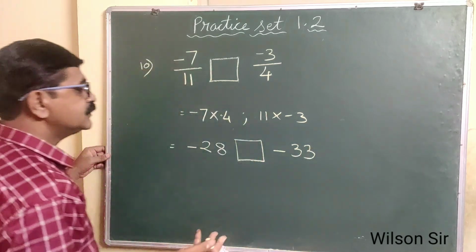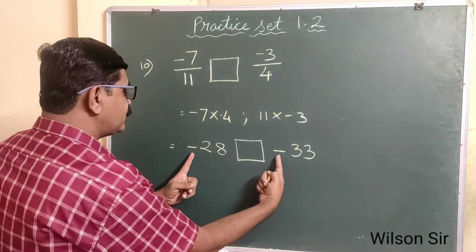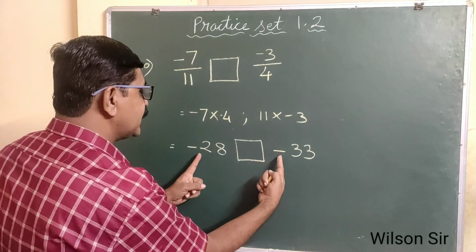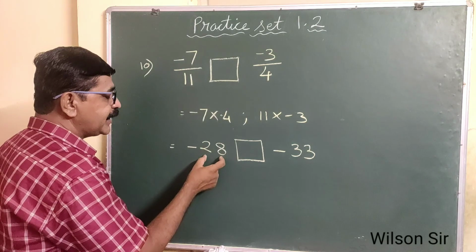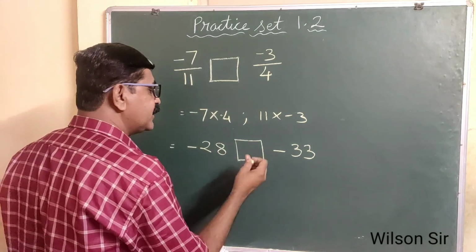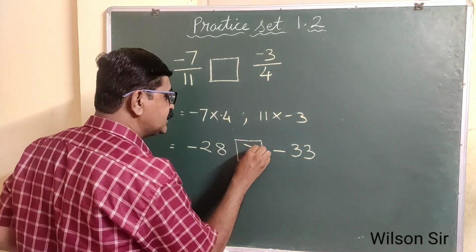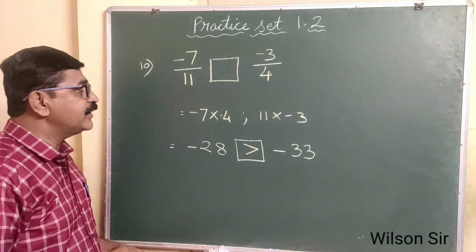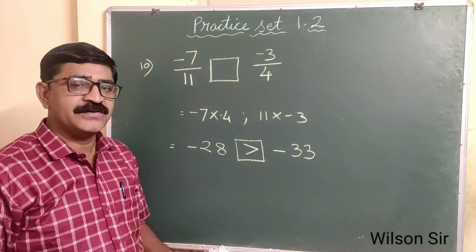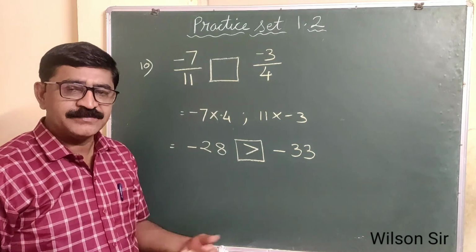33. So again both the numbers are negative. Whenever the two numbers are negative and you have to compare, you can compare easily. The smaller negative number is always greater than the bigger negative number. So minus 28 is greater than minus 33. So in this way we have solved practice set 1.2. Next practice set we will see.